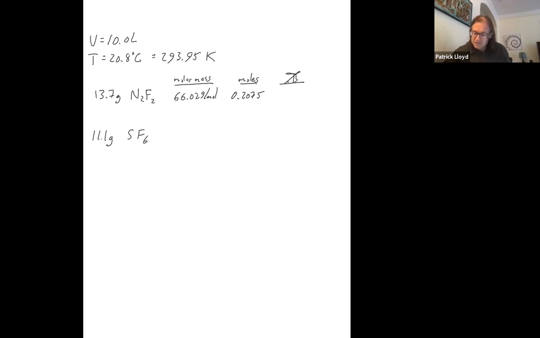Now the molar mass, we just did that, and it was 146.07. So to find the moles, we take that grams, 11.1, divide that by the molar mass, 146.07, and looks like you get 0.07599 moles. Now we can do the mole fraction. What I'm going to do is N total, 0.2075 moles plus 0.07599 moles.